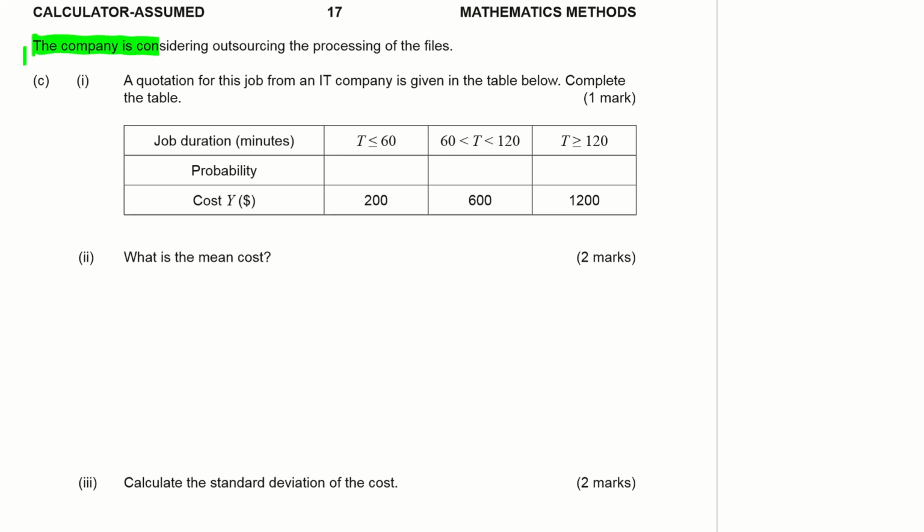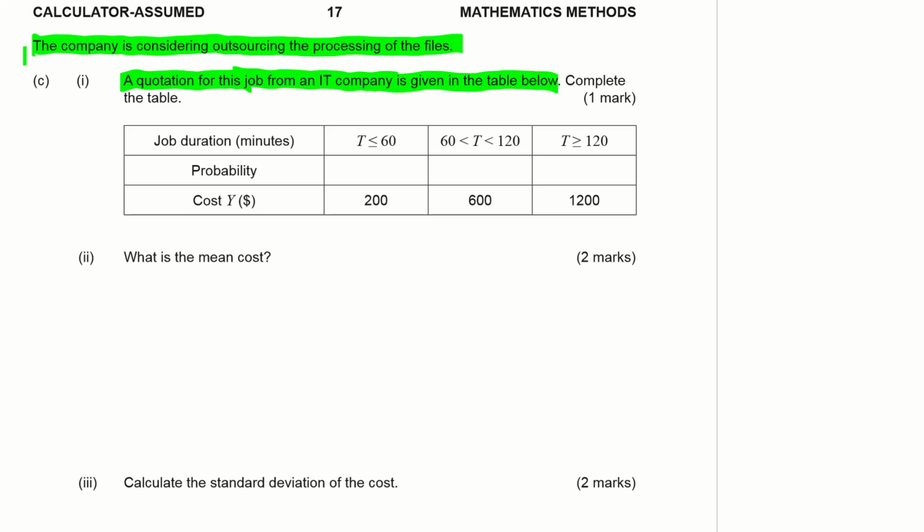The company is considering outsourcing the processing of the files. A quotation for this job from an IT company is given in the table below. Complete the table. So, what we want are the probabilities. We already worked out that this one is 0.02275.